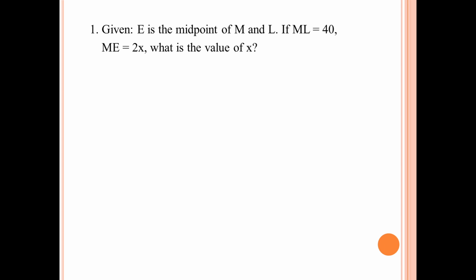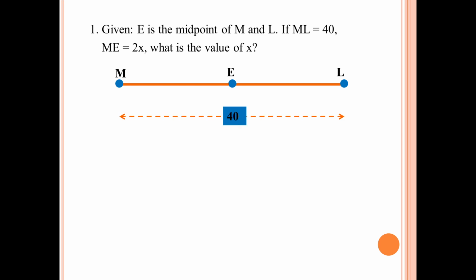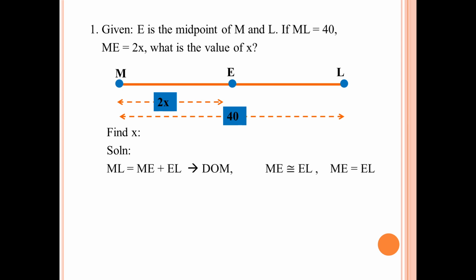So let us try to figure it out by simply drawing a line which has a midpoint E. Then the endpoints are M and L. The measurement from M to L is 40. ME is 2x. So we're going to find the value of x. This time we're going to consider the definition of midpoint, or DOM, which means ML is equal to ME plus EL, where ME is congruent to EL. In short, ME equals EL.